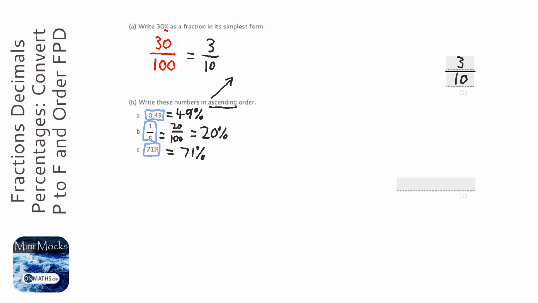So it's really important that you write in the numbers in the question rather than the ones that we wrote. So we're going to start with the smallest, which is 20%, which was 1/5. So don't write 20%. Then 49%, which is 0.49. And then finally 71%.